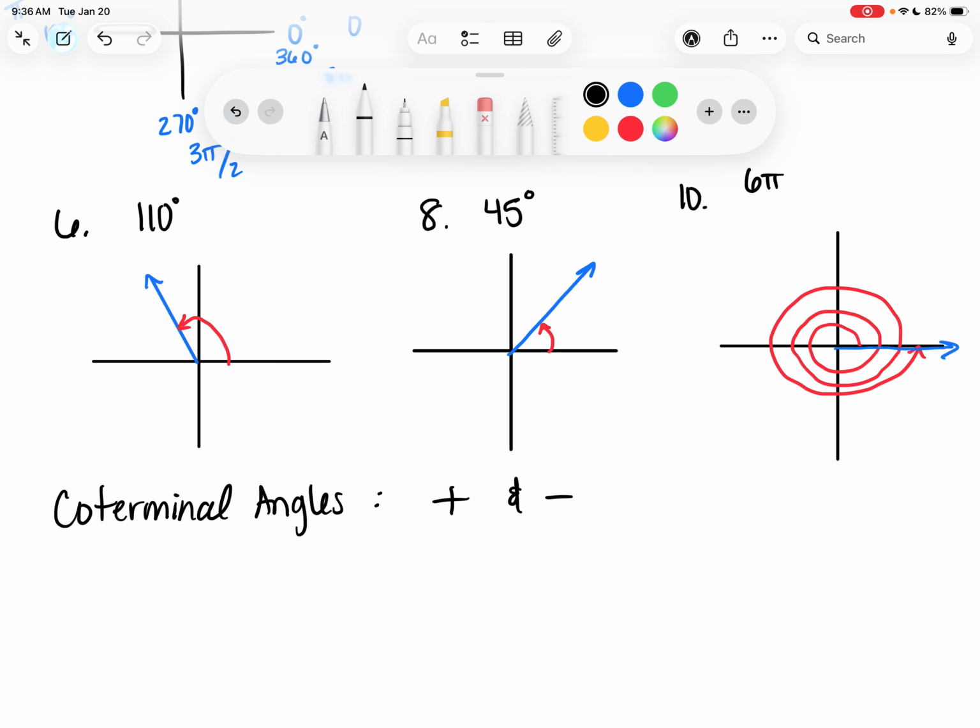The value of 6 pi would be the same as 0. It would be the same as 2 pi, the same as 4 pi, and then obviously 6 pi. Okay, so it's increments of adding 360 degrees or adding 2 pi. I'm assuming that was probably in the notes. So if I give you problem 16, it is 255 degrees.